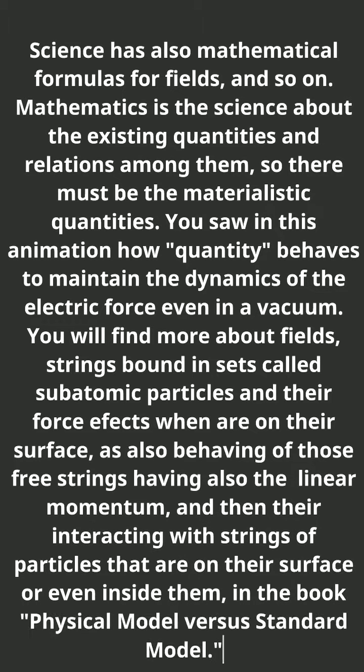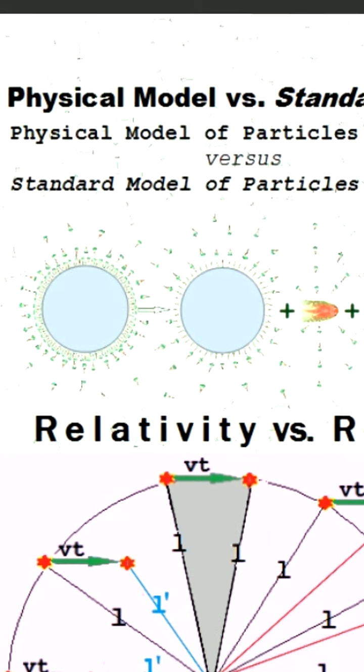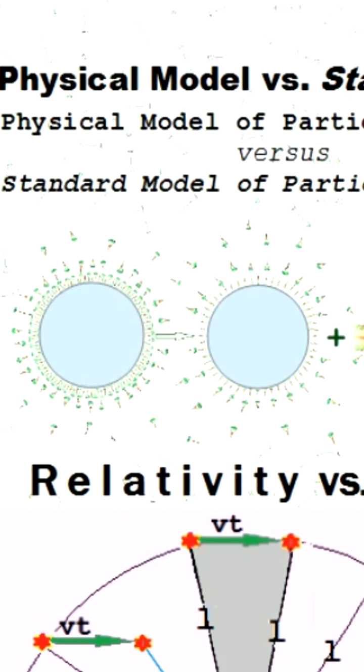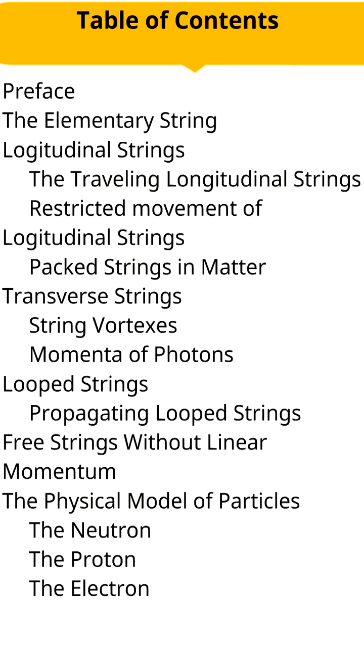concept of existence have produced theorems of fields known as the quantum physics of fields, where non-materialistic fields produce particles and forces, all existing in the universe. Science also has mathematical formulas for fields, and so on. Mathematics is the science that describes the existing quantities and relations among them, so there must be materialistic quantities. You saw in this animation how quantity behaves to maintain the dynamics of the electric force, even in a vacuum.